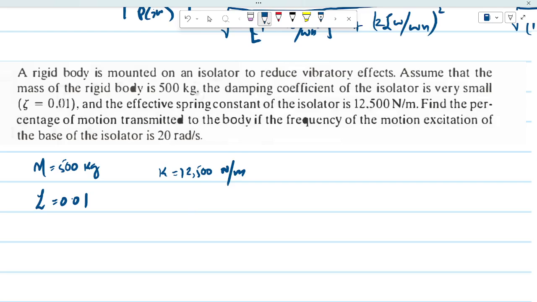Find the percentage of motion transmitted to the body if the frequency of the motion acceleration of the base of the isolator is 20 radians per second. So we have frequency of excitation is 20 radians per second.